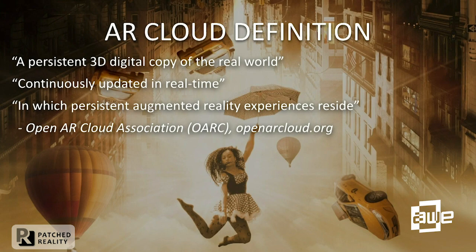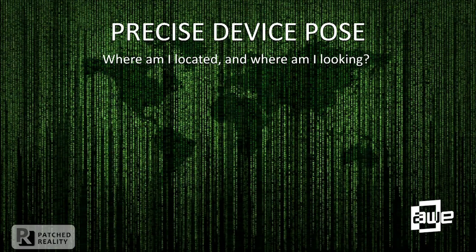The first key one is the precise device pose. So where am I located and where am I looking? That tells us where a user's device, be that their cell phone or their head-worn device, is precisely in space and where they are looking. And why is that important?